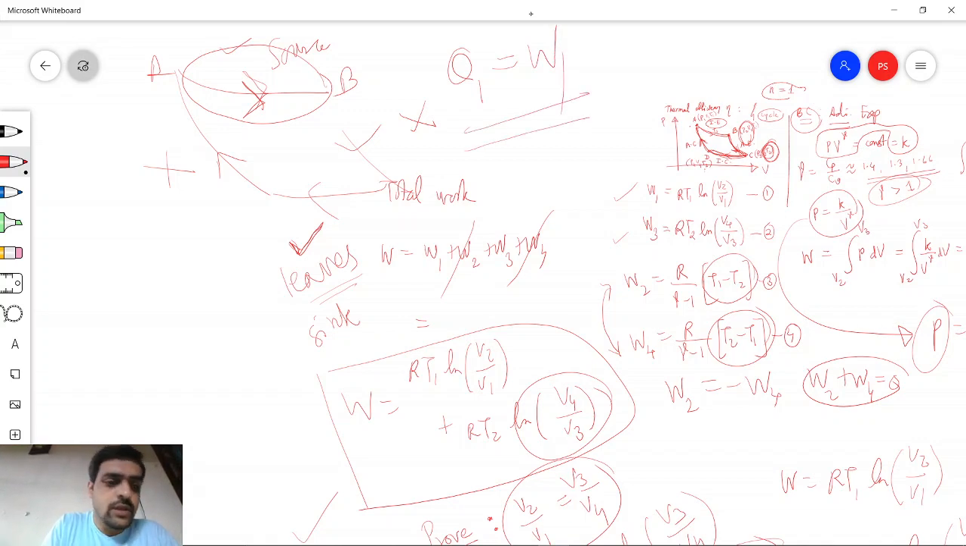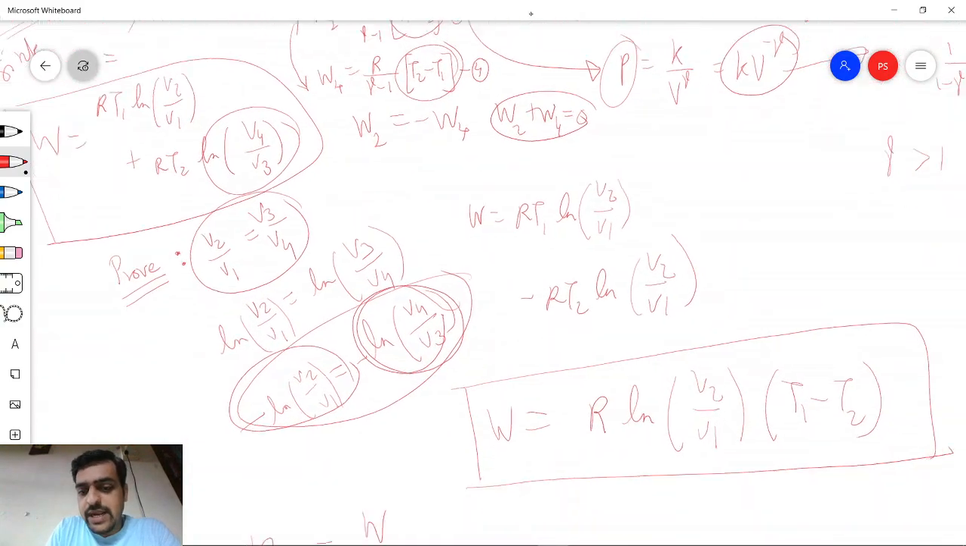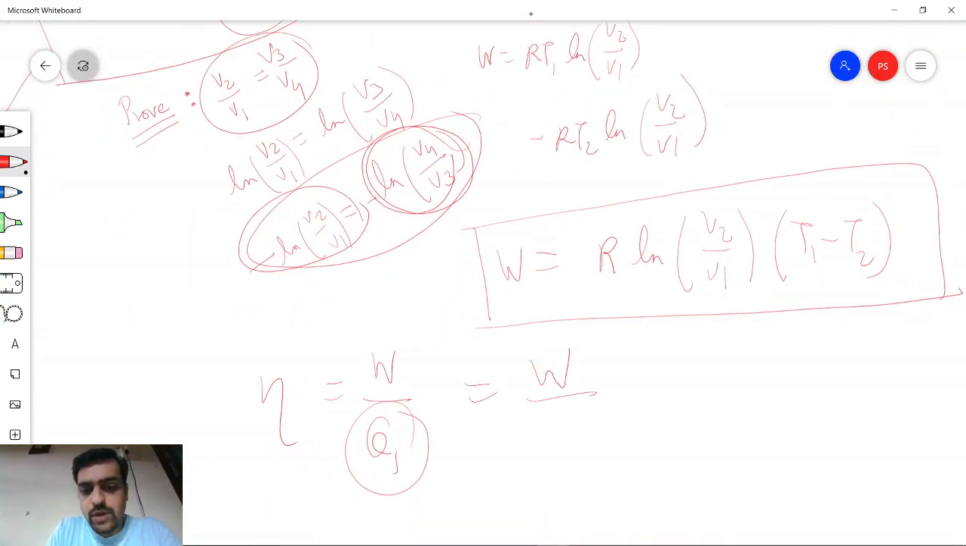Why is it so? Remember the expression for first law, that Q is U plus W, right? So Q is heat exchange with the system, U is the change in internal energy of the system, W is the work done by the system. Since the process is isothermal, U is equal to 0. So Q is simply equal to the work done. So in this case, Q1 is equal to W1. So we write it as W upon W1, and we have already derived an expression for W1. Let us use that.